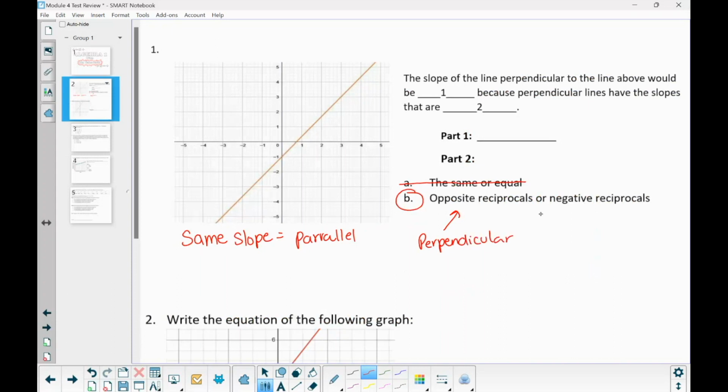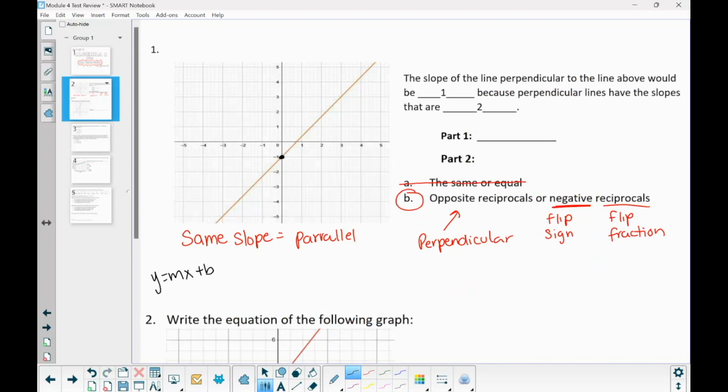Alright, so we have the opposite or negative reciprocal. So we know negative means flip the sign, and the reciprocal means flip the fraction. So in order to do that, I need to find what this line is. So I'm going to use y equals mx plus b to find the original line.